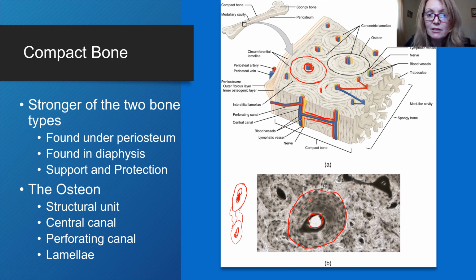Lamellae are these concentric structures. So for example, this one circle is one lamella, and you have another lamella, and here's another lamella. And those are really not just circles, they are like cylinders, right? Like a cylinder inside another cylinder inside another cylinder. And that's what those lamellae make, the osteon.